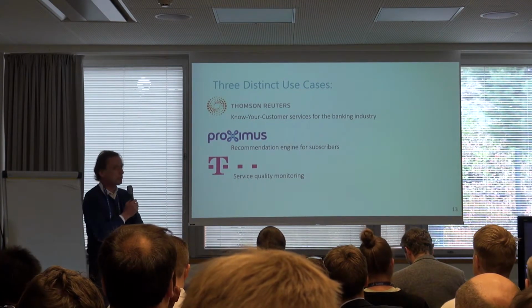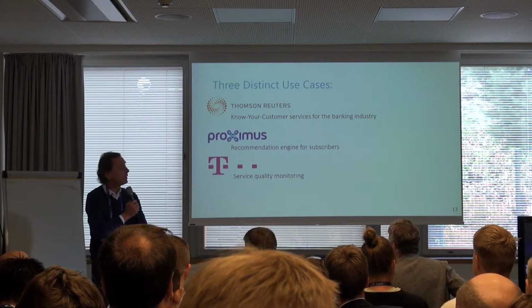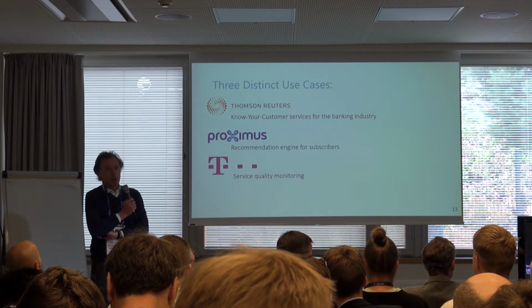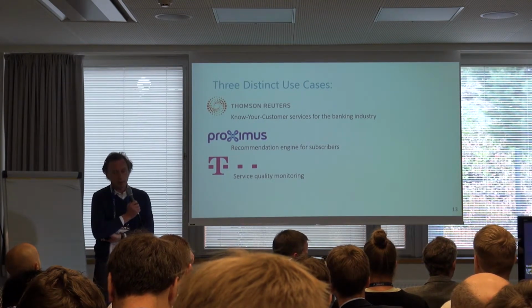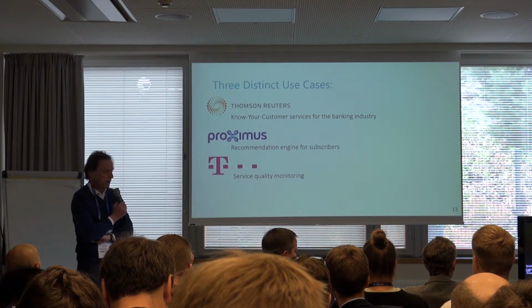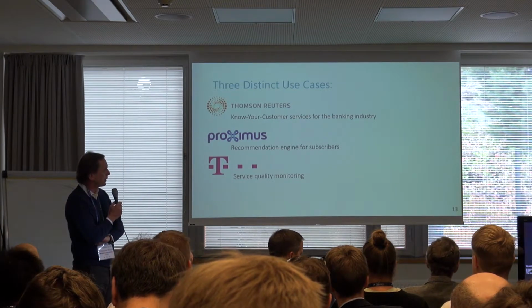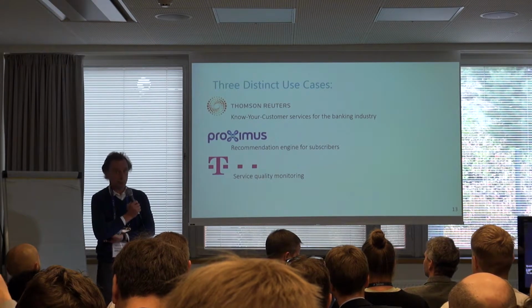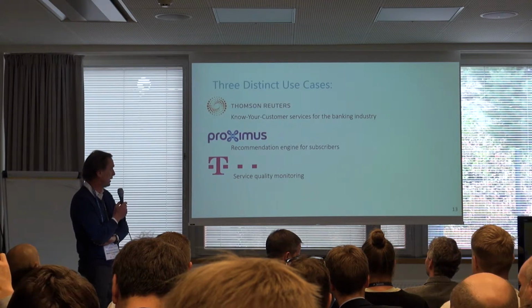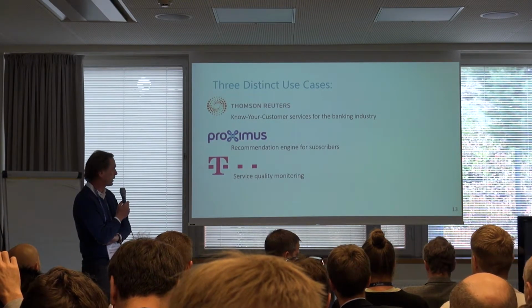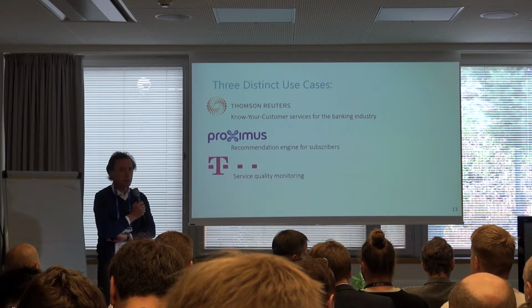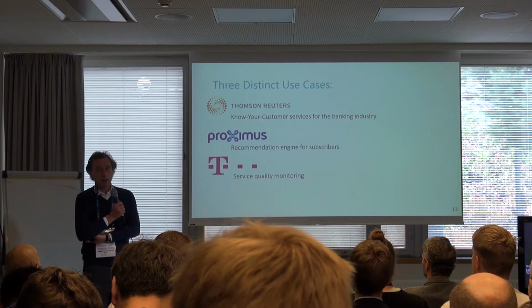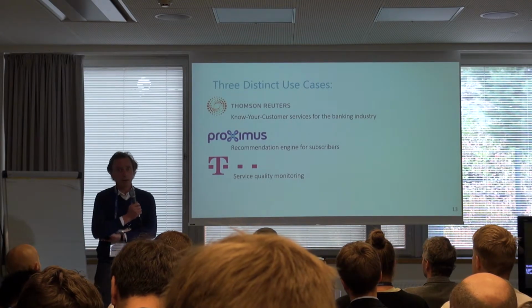Proximus is Belgium's main telecoms incumbent. They are looking at creating a recommendation engine for their subscribers, basically looking at TV viewing, web browsing, and then providing recommendations for tourists visiting the Belgian coast based on that kind of analytics. And Deutsche Telekom is looking at improving their service quality monitoring. At the moment that's all done with anonymized aggregated data, but they can get much better results if they can actually track individuals.